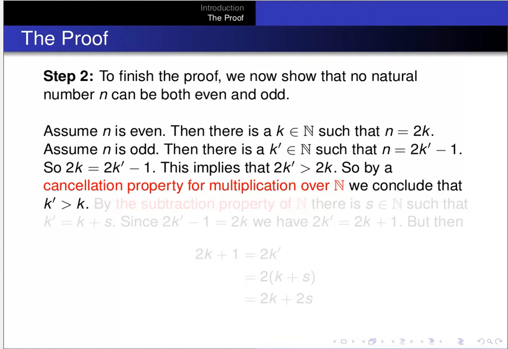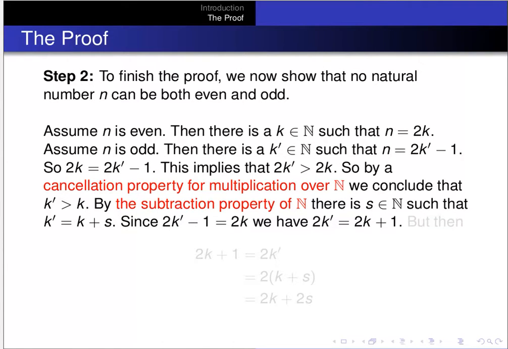And so we'll apply our cancellation property for multiplication to conclude that k prime has got to be larger than k. Now, if k prime is larger than k, we can apply our subtraction property of the natural numbers to find the difference between them. So there's some natural number s, so that k prime is equal to k plus s. Now we're going to rewrite the fact that 2k prime minus 1 equals 2k. We're going to rewrite that as 2k prime is equal to 2k plus 1.